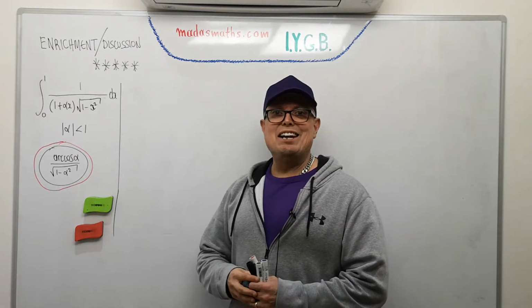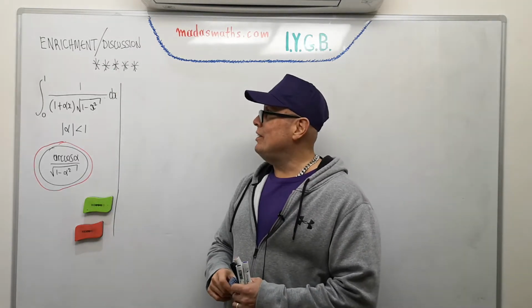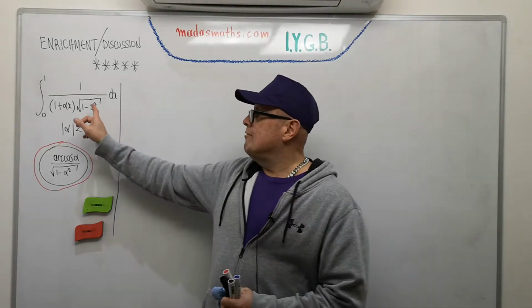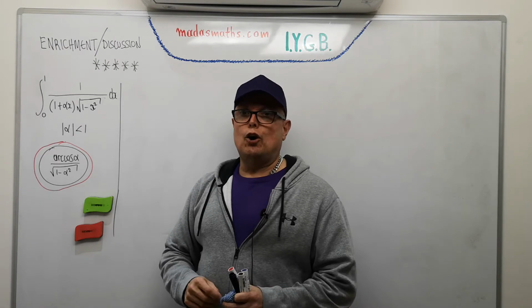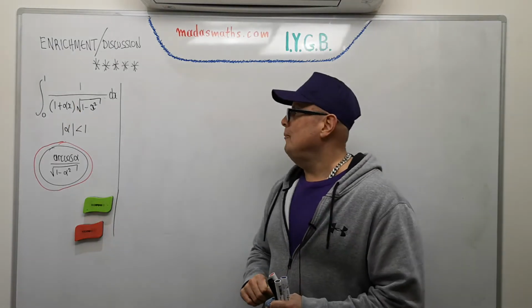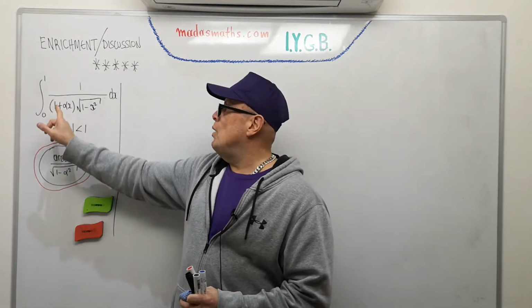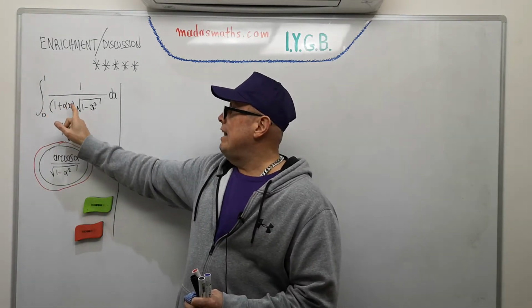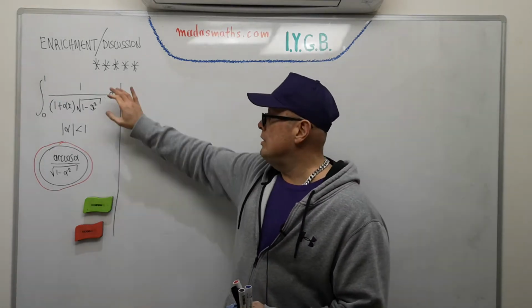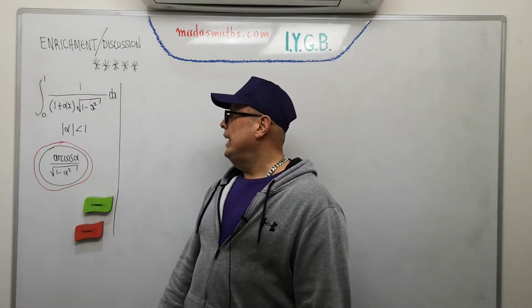Hello, welcome back. Enrichment, integration and discussion on a very difficult integral. I've done an easier version only the other day, but this one is the souped up version. It's the integral from 0 to 1 of 1 over (1 plus alpha x) times the square root of 1 minus x squared, all in the denominator, with respect to x.